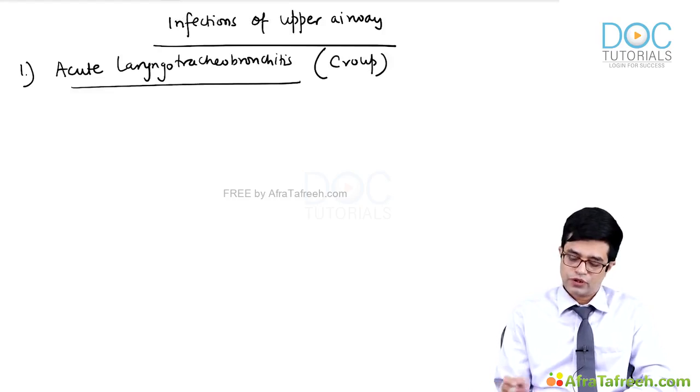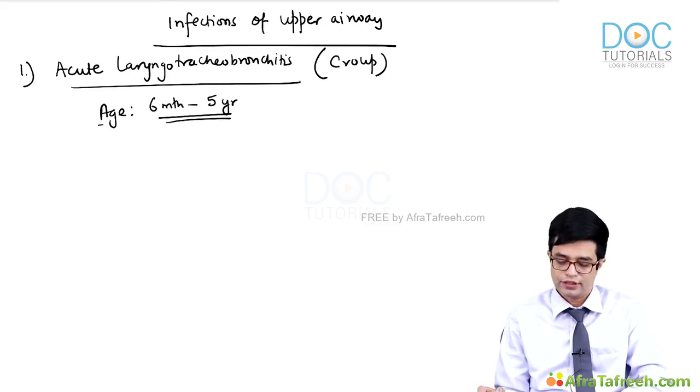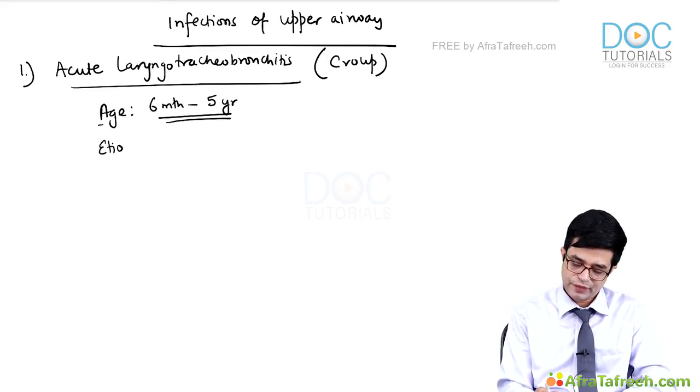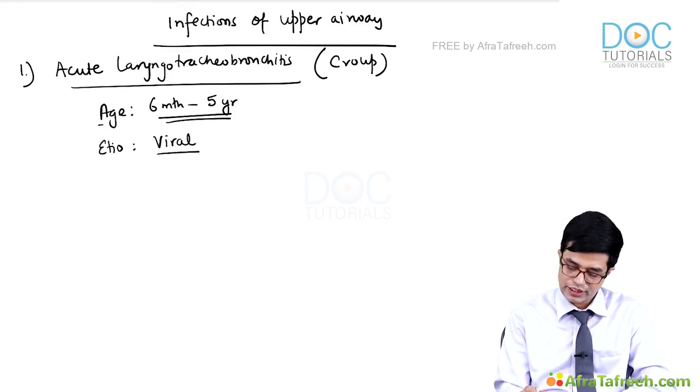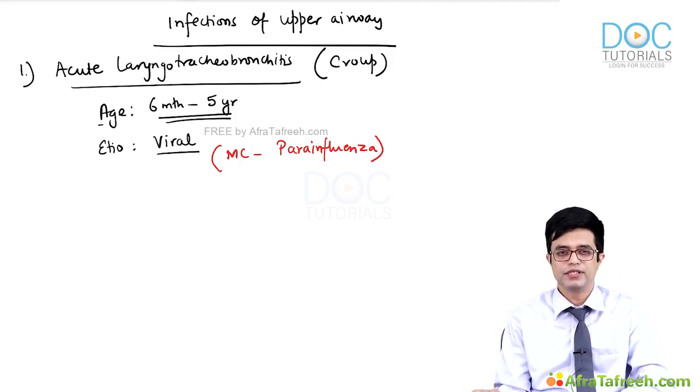Acute laryngotracheobronchitis occurs in the age group of 6 months to 5 years of age. So young children are predominantly affected. What is the etiology? It is virtually always viral in nature. What is the most common virus producing laryngotracheobronchitis? The most common virus is parainfluenza virus. It can rarely also be caused by influenza, adenovirus, etc.